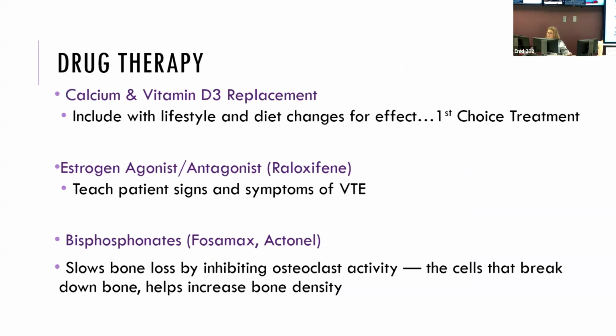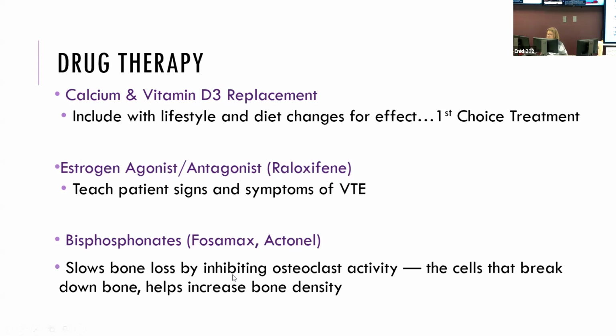All right, so different kinds of drugs. Of course, calcium and vitamin D3 replacement. Lifestyle and diet changes are the first choice, but then you can also supplement, obviously, with vitamin D. Let's see. Estrogen agonist and antagonist. They teach patients the signs and symptoms of a vascular thrombotic embolism with those medications. But I want to get down to the bisphosphonates because that's a pretty common medication that's given.